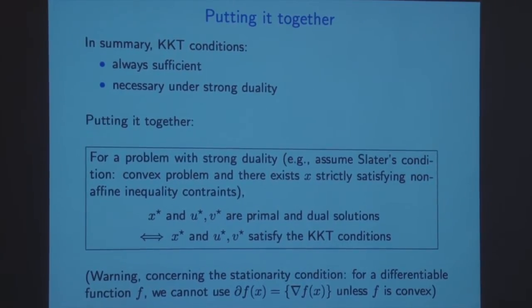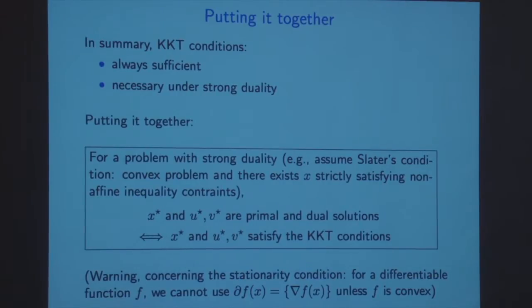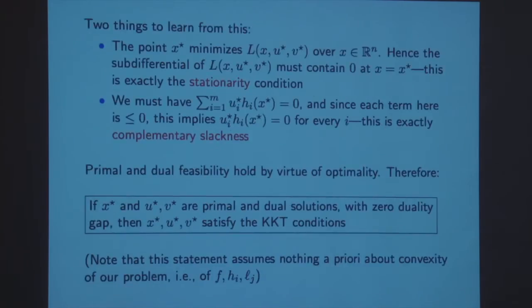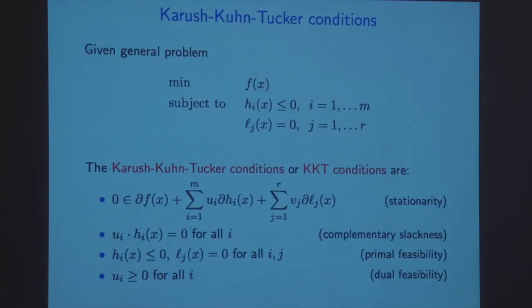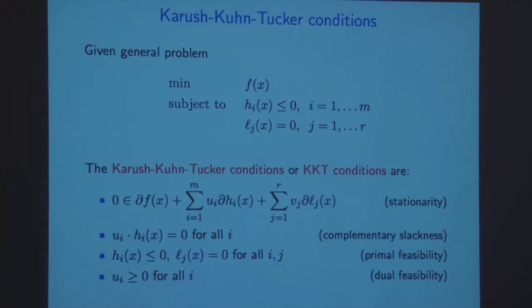Now there's a big caveat there, because people see this and they think, I can minimize any problem I want with the KKT conditions. What's the caveat? Let's go back to the KKT conditions. Stationarity is the one that's difficult to satisfy here for non-convex problems.